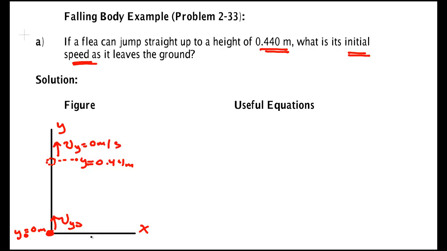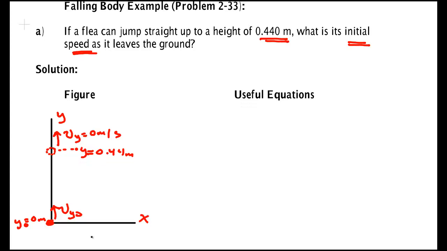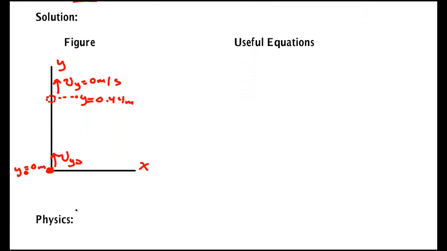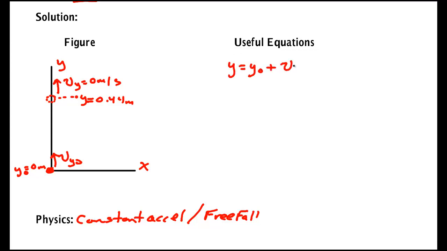Now, if I look at this, this is a free fall problem. I'm going to write that down here among what is the physics? The physics is constant acceleration, and more precisely, free fall. And because it's constant acceleration, the kinematic equations are true. So these are equations that I think it might be useful to know. y is y naught plus vy naught t plus 1/2 ay t squared.